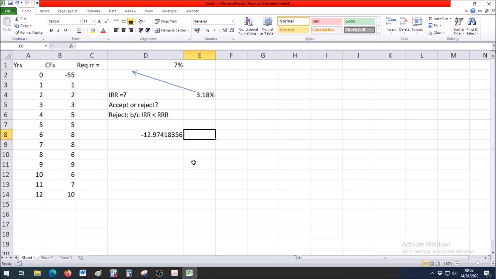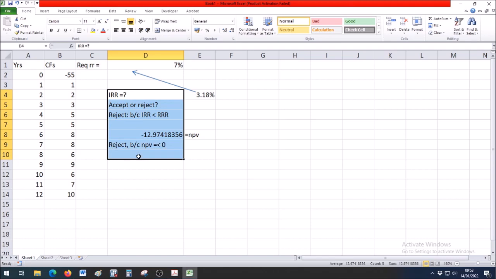Okay, so this is our NPV, and again, reject because NPV is less than 0 or equal, or even like this, equal or less than 0. Okay, so what's the connection between them two? What's the connection between them two?